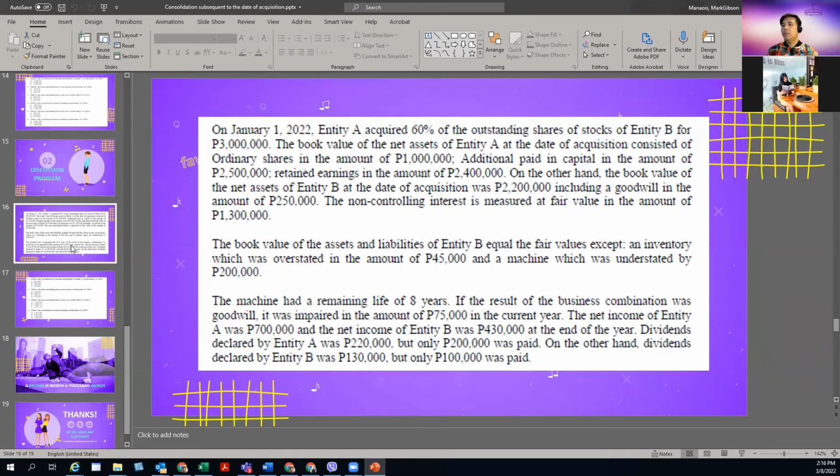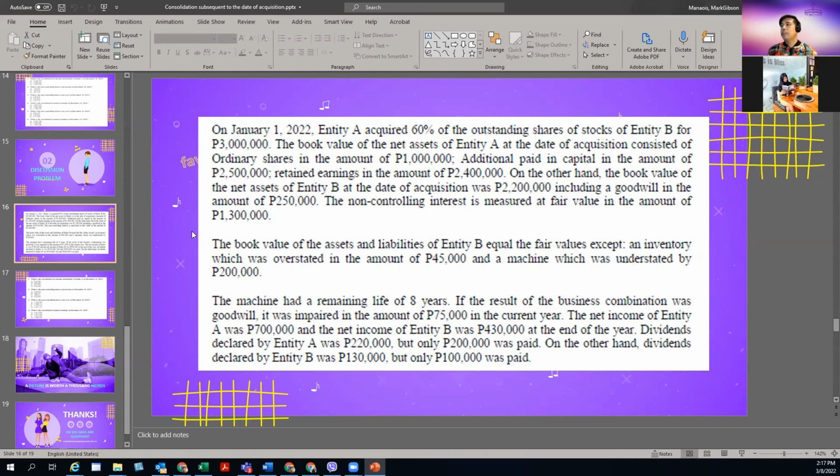So let me read the problem. On January 1, 2022, Entity A acquired 60% of the outstanding shares of stocks of Entity B for 3 million pesos. The book value of net assets of Entity A at the date of acquisition consisted of ordinary shares in the amount of 1 million, APIC in the amount of 2.5 million, retained earnings in the amount of 2.4 million. On the other hand, the book value of the net assets of Entity B at the date of acquisition was 2,200,000, including a goodwill in the amount of 250,000. The non-controlling interest is measured at fair value in the amount of 1,300,000.